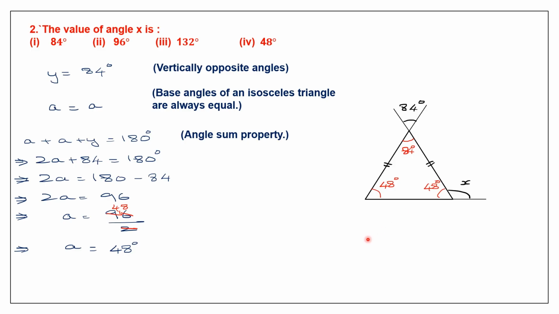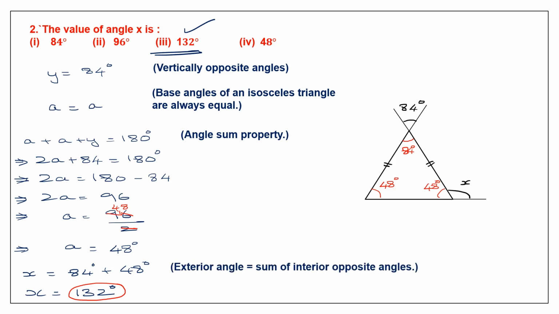So let's use the property of exterior angles. That means we can say x is equal to 84 degrees plus 48 degrees. So from this we can find the value of x, and that is equal to 132 degrees. So we have found the value of x, and this is option 3, 132 degrees.